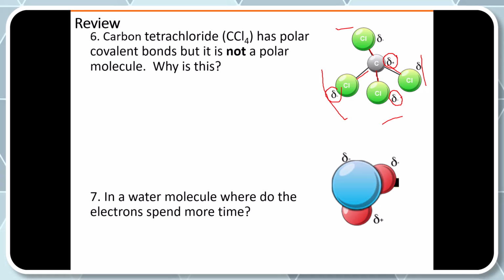Number 7, in a water molecule, where do the electrons spend most of their time? So on the water molecule, this blue guy is the oxygen, and these red guys are the hydrogens. So the hydrogens have this partially positive charge. The oxygen end has this partially negative charge. What's the charge of an electron? Negative, right? So the electrons are going to spend more time on the oxygen side of the water molecule.